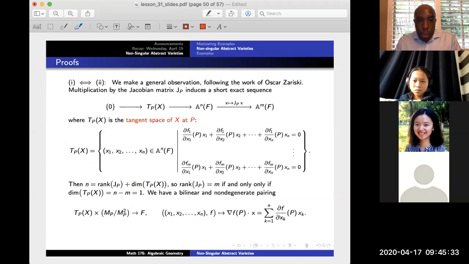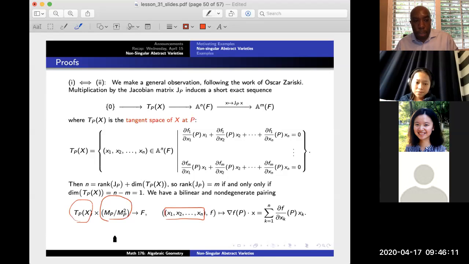So Zariski introduced the following concept. He said, let's take a look at the following pairing. You want to think of this as like the inner product or the dot product if you're dealing with vector spaces. Take a vector here in the tangent space, so we'll write this here as x1 through xn. Now take a polynomial here in this quotient. And remember that by polynomial, if it's contained in MP, then that means that when I evaluate that polynomial at P, I get back 0.